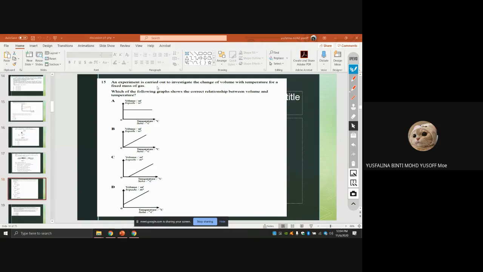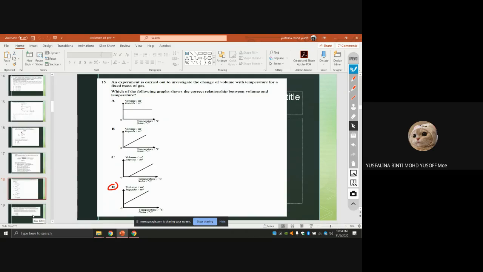Okay, an experiment is carried out to investigate the change of volume with temperature for a fixed mass of gas. Okay, so volume and temperature, this one is Charles' law. Since the x-axis is in degrees Celsius, it should be increasing linearly. So number 15, the answer is D. Only if the x-axis is in Kelvin, then you pass through the origin. So number 15, the answer is D.